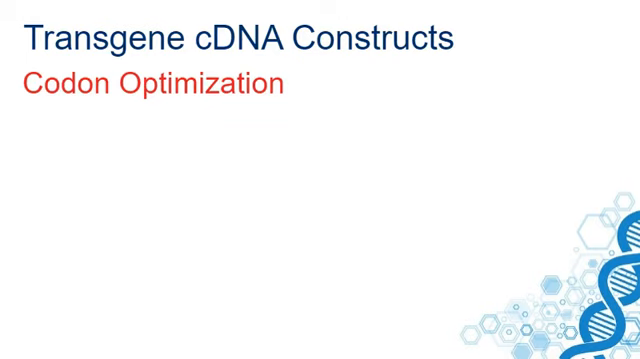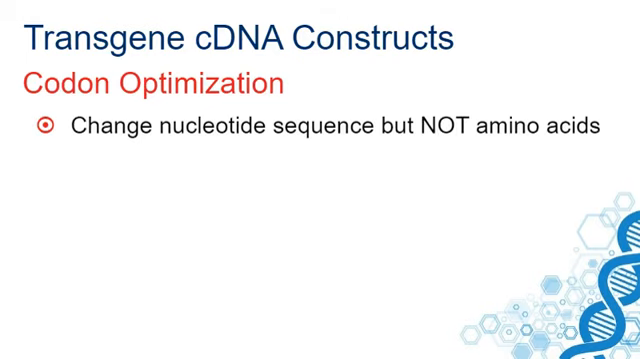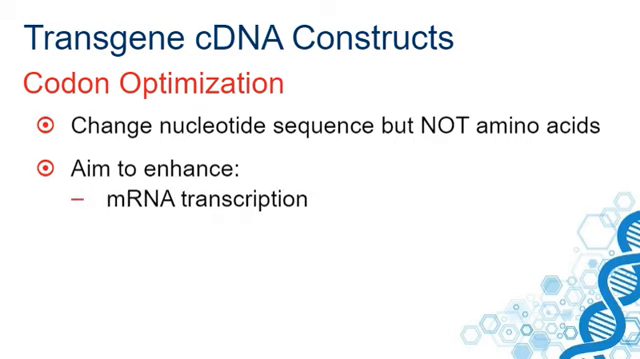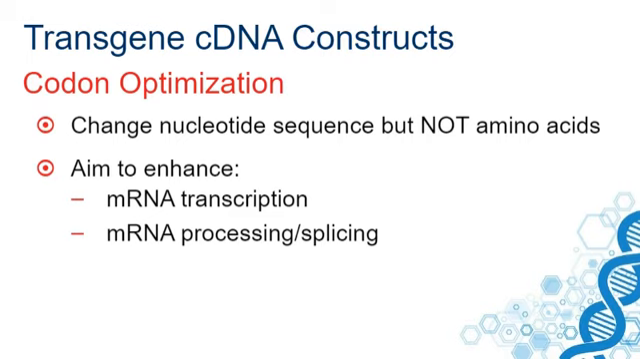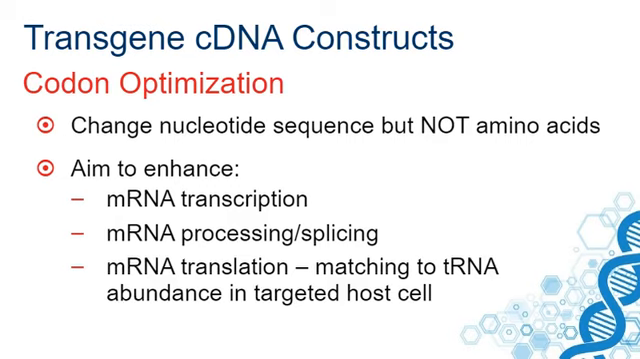So codon optimization is described on this slide here. It's a change of the nucleotide sequence, that is the triplets of nucleotides that encode amino acids, but there is no change in the amino acid sequence. And the aim of this particular strategy is to enhance the rate of mRNA transcription, to optimize mRNA processing and splicing out of any remaining intronic elements, and finally to match the mRNA translation to the abundance of transfer RNAs that are present in the targeted host cell.